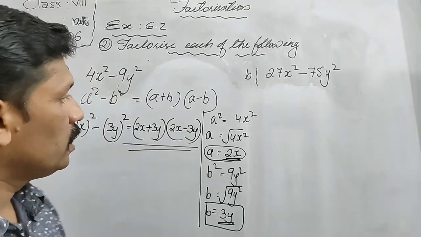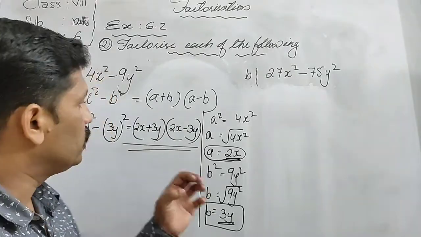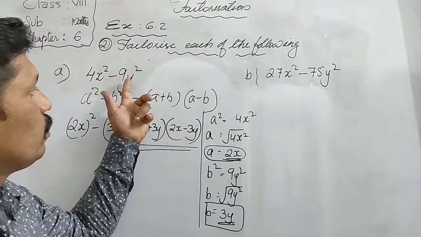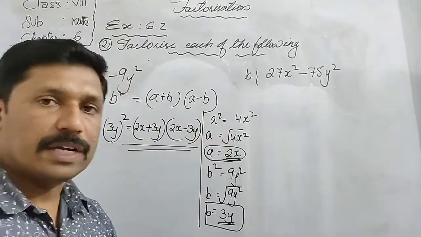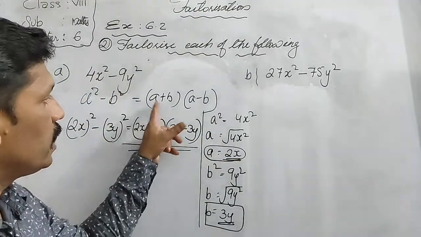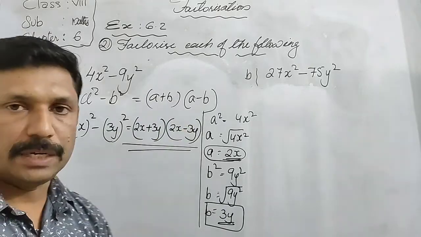So students, in this the main point is that we have to find out what a is and what b is. We know a square and we know b square. Therefore we can find out a and b, and after finding out a and b we expand according to the identity a plus b and a minus b.